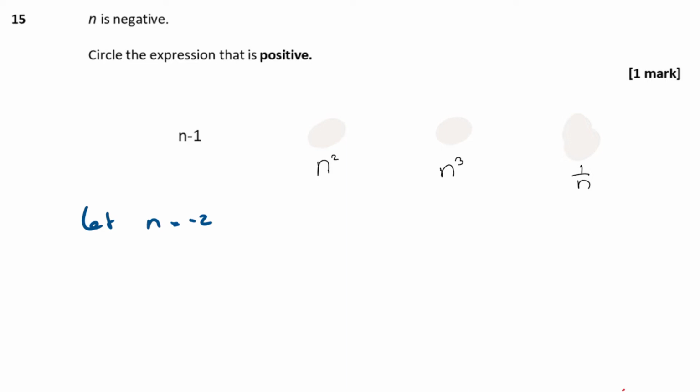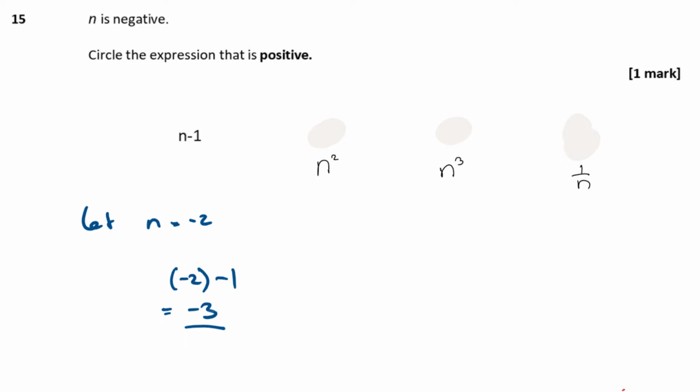With the first one, n - 1, that's going to be -2 subtract 1, isn't it? So -2 subtract 1 is -3. So that one stays negative. n started off negative, it stays negative after we take 1 away from it.